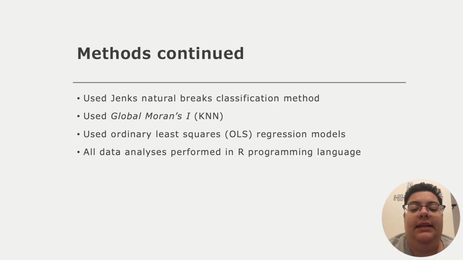For Jenks, the natural breaks classification was used, and the authors also used global Moran's I. All analysis of data was performed in R.